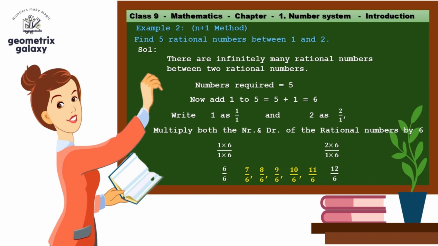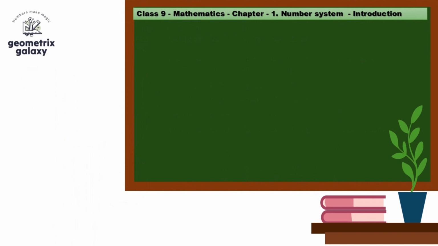So there are exactly 5 numbers I have found. So it is very convenient for us to find as per the question. What is the requirement of the question? Only 5 numbers. So we are getting exactly 5 numbers. If they ask you to find only 3 rational numbers, then you need to add 1 with 3. 3 plus 1 will be 4. So you have to multiply by 4 in the numerator and the denominator. If they ask you to find 6 numbers, then we are going to multiply by 7 in the numerator and denominator. So you will get exactly 6 numbers.